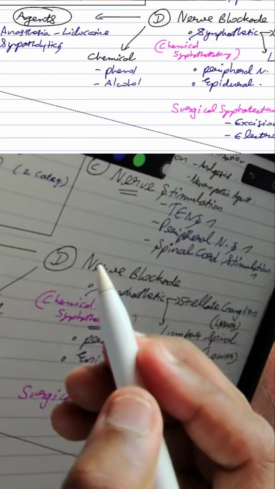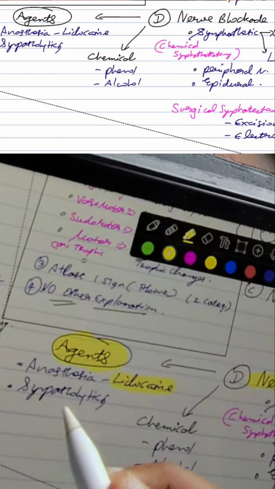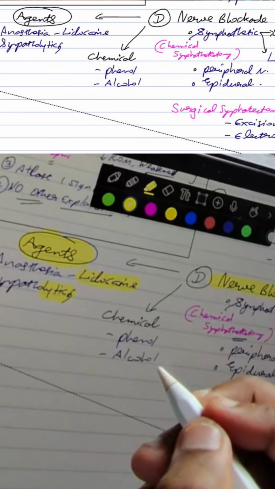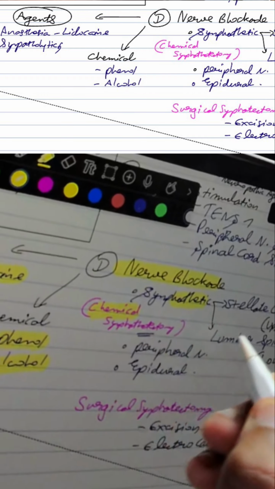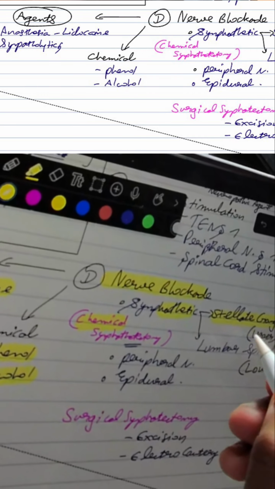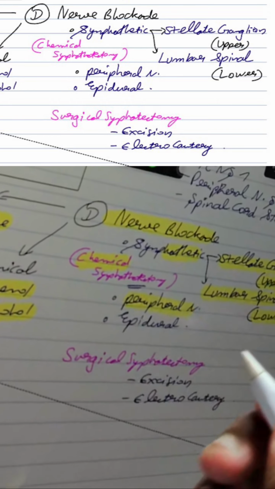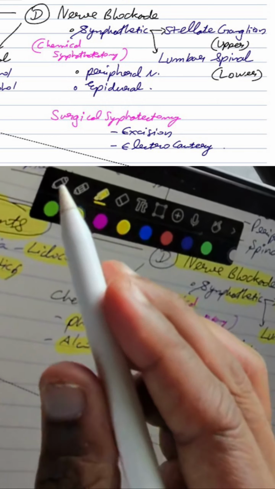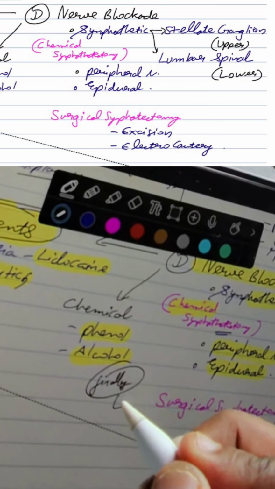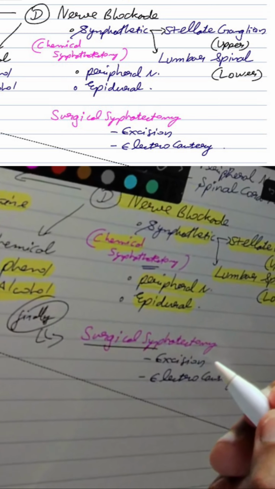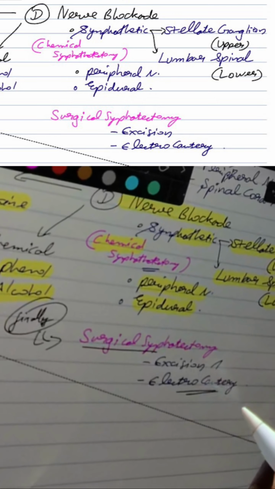The next stage will be to give nerve blockade with agents like lidocaine or sympatholytics, and the chemicals most commonly used are phenol and alcohol. Sympatholytics, that is chemical sympathectomy, is done at the stellate ganglion for the upper limb and the lumbar sympathetic ganglion for the lower limb. Peripheral nerve blockade and epidural blockade can also be done. And finally, if there is no other option and the patient has severe pain, you can go for surgical sympathectomy, that is excision of the ganglia or electrocautery.